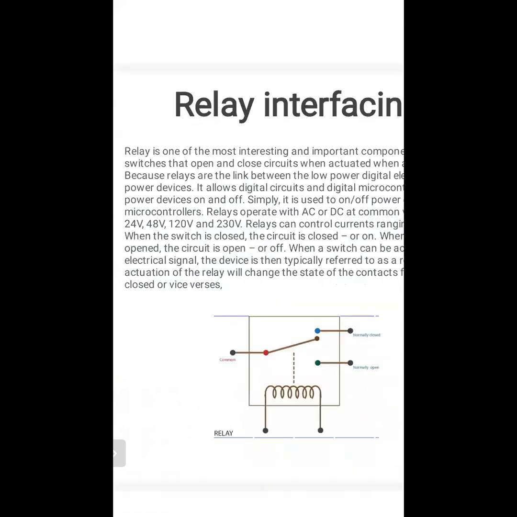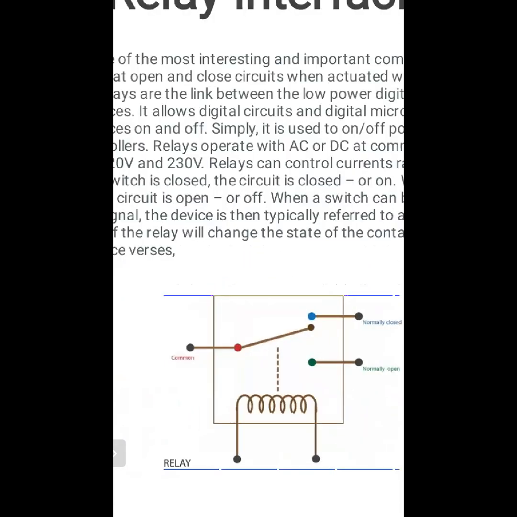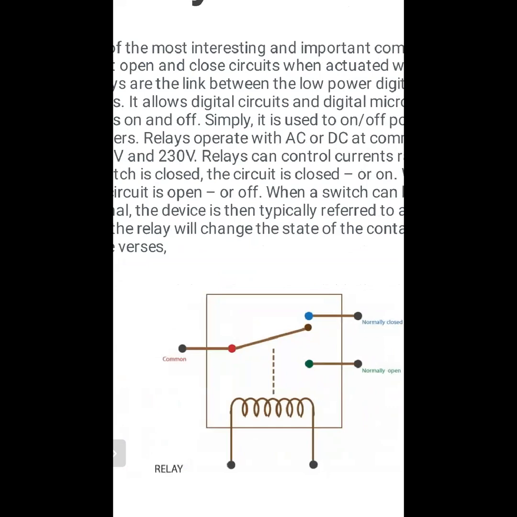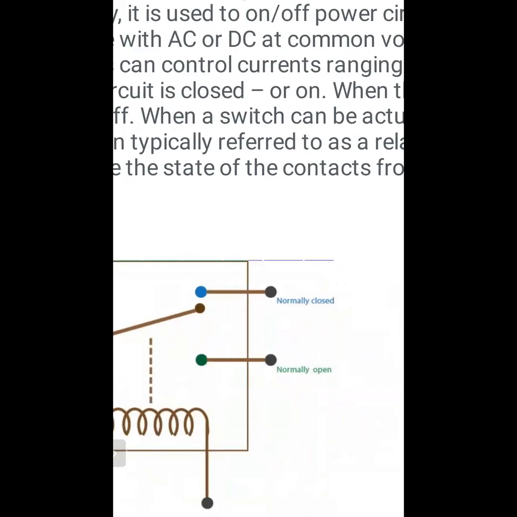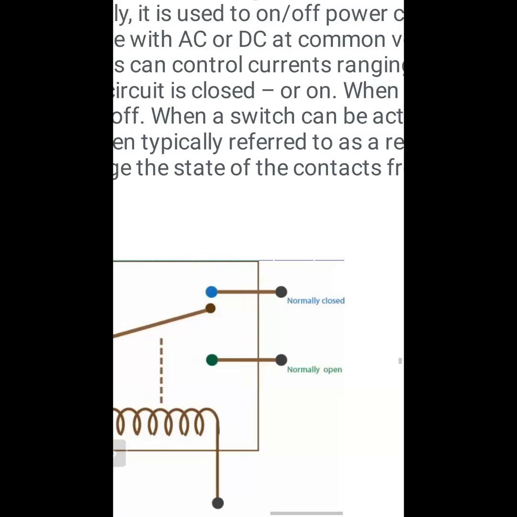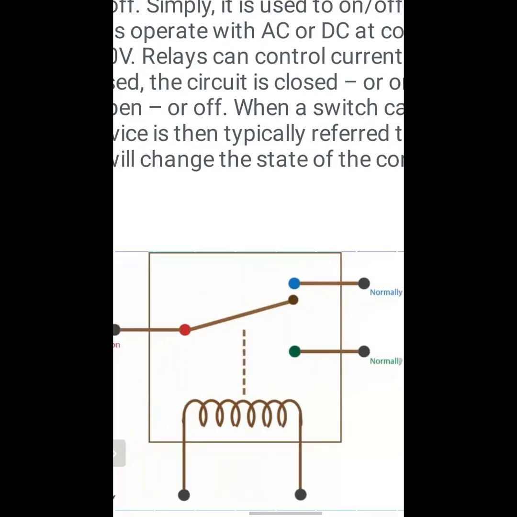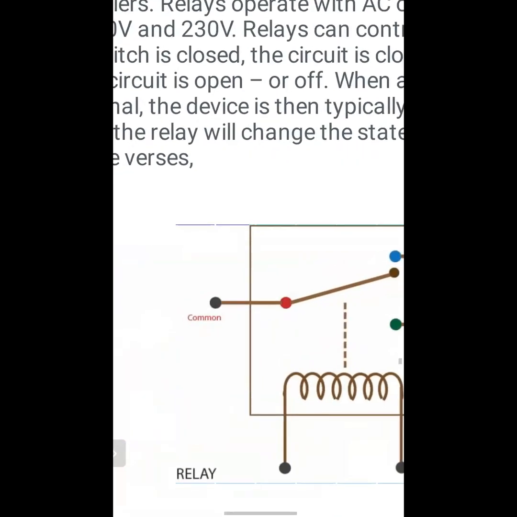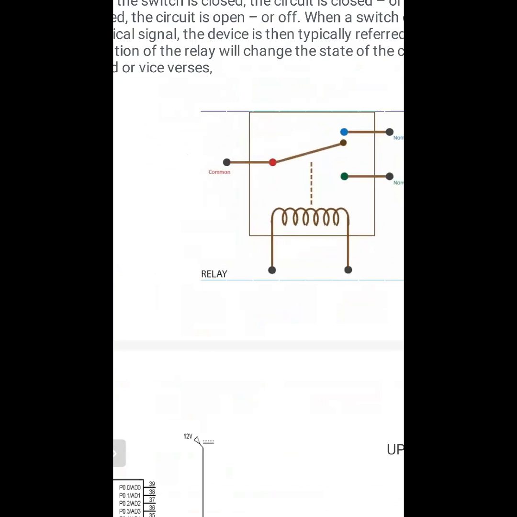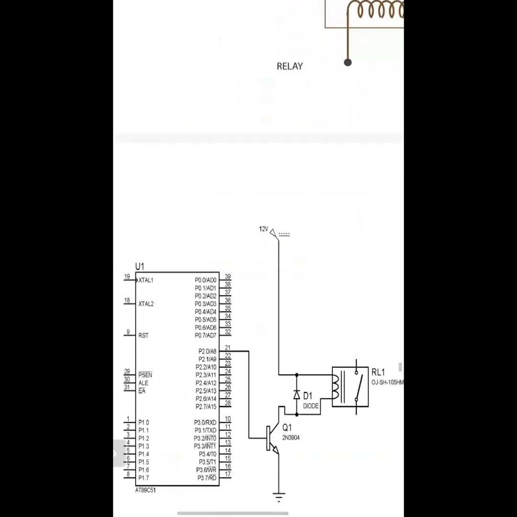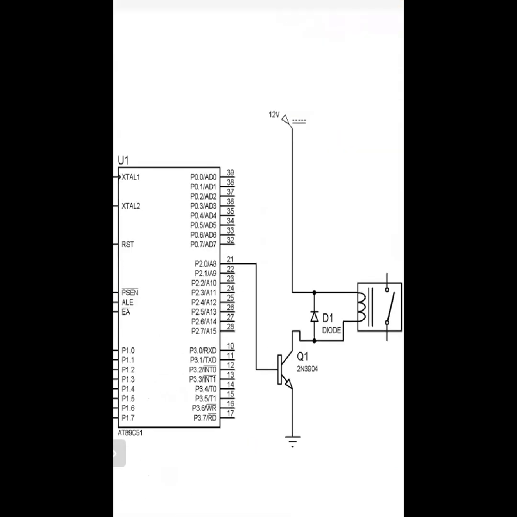When you energize the coil, there are the normally closed and normally open lines. Normally closed means you connect the circuit to the normally closed input, and normally open means you open the relay by energizing the coil. So this is the connection of the relay with your 8051.